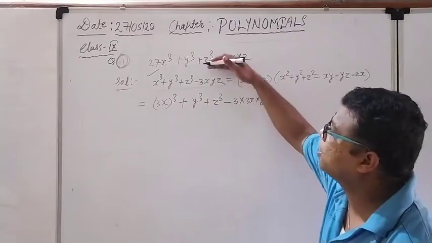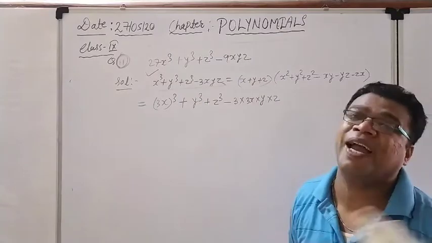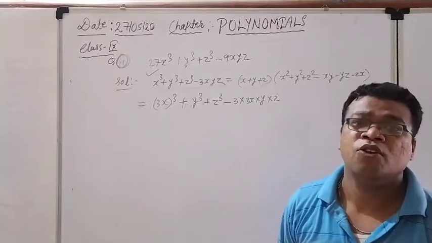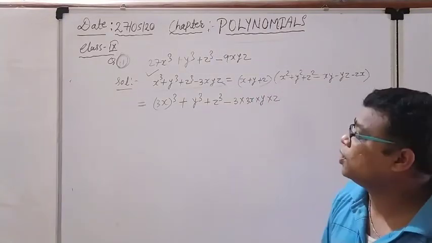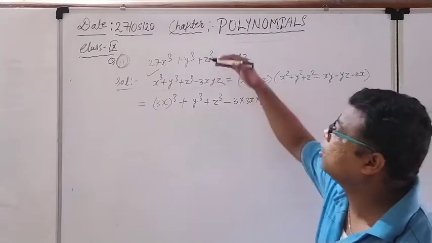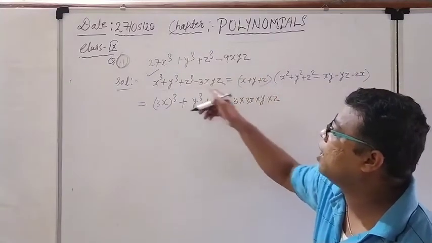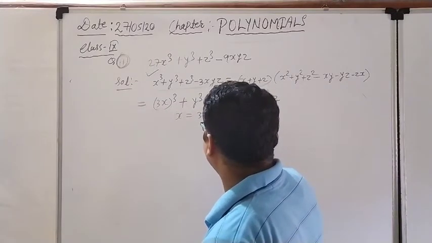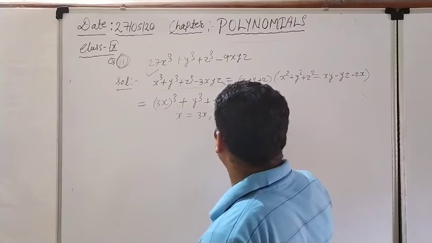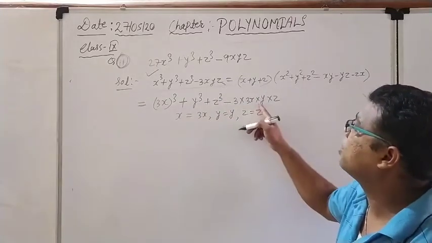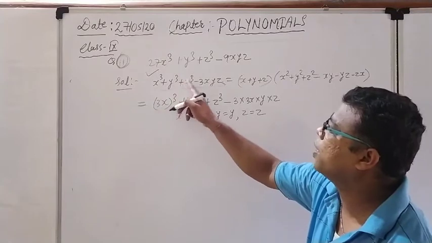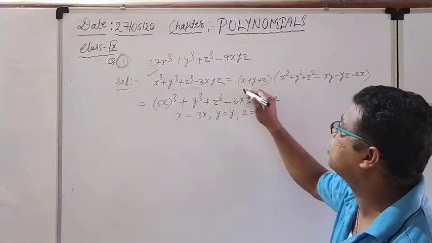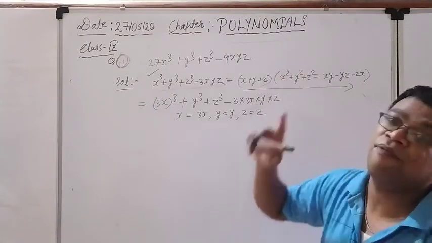I have only converted the form of the question into the form of my identity, because until the question comes in the form of the identity, how will we go for its expansion? So first we represent the question so that it comes in the form of the identity. Right now you can compare: in place of x there is 3x, in place of y there is y, in place of z there is z. So this is again coming in the form x cube plus y cube plus z cube minus 3xyz, wherever x is 3x, y is y, z is z. So this is the expansion of the question, and this we have to find out.